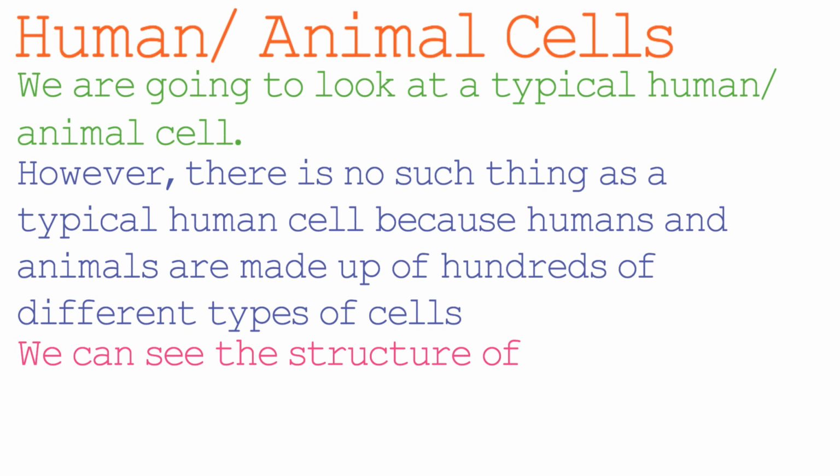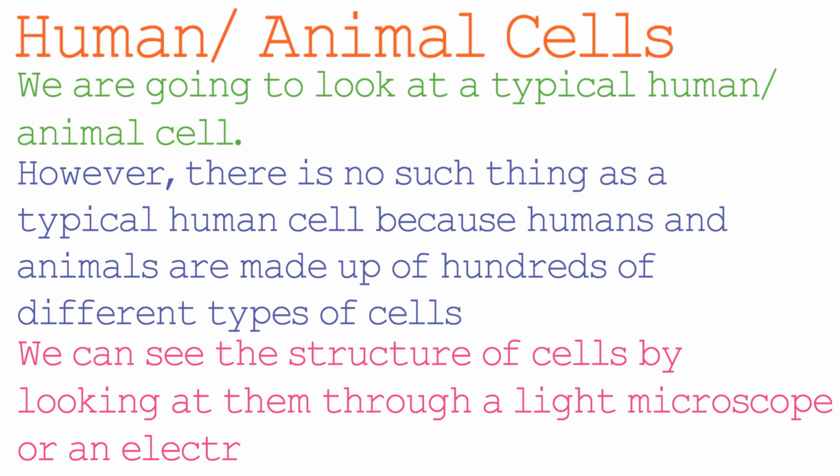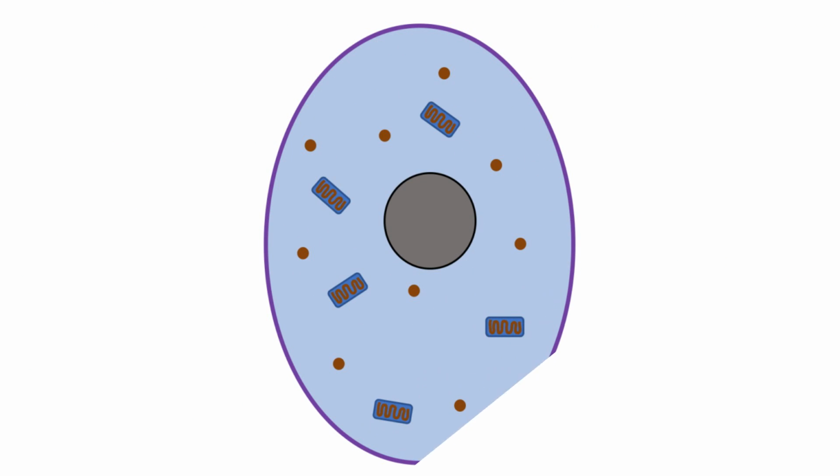We can see the structure of cells by looking at a cell through a microscope. However, we cannot use a normal microscope and instead have to use a light microscope or an electron microscope. So let's have a look at a typical cell. A typical cell will have all of the following components.